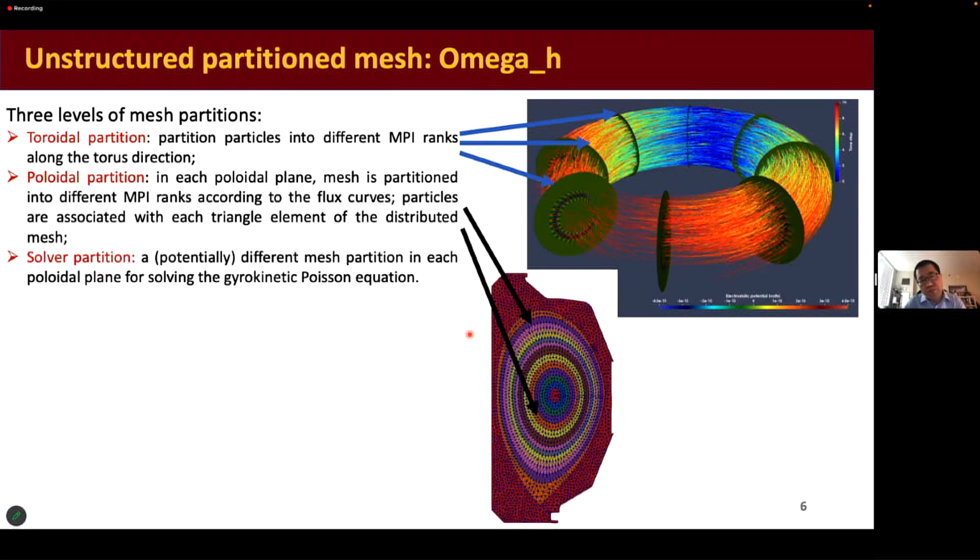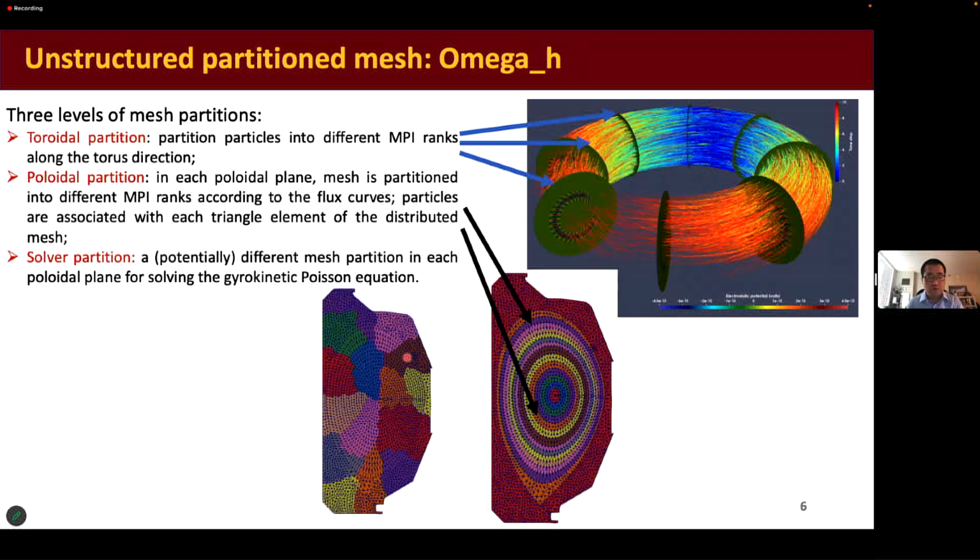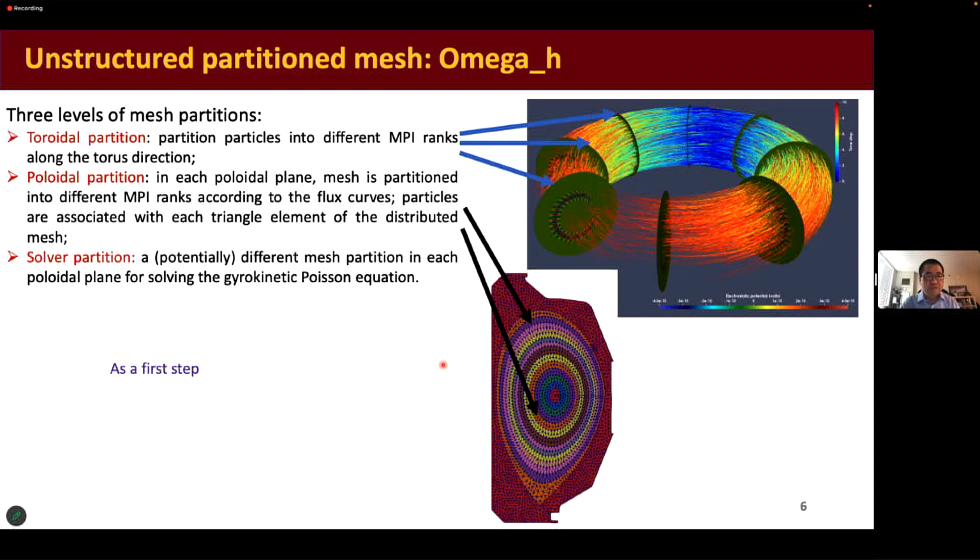This is where we can potentially have a different mesh partition in each poloidal plane for solving the gyrokinetic Poisson equation. For example, people using PETSc can partition the mesh this way, different compared to the poloidal partition. Here I've shown two different partitions in this poloidal plane mesh. But as a first step, we use the same partition for the solver partition as the poloidal partition. I'll discuss later why we do this. So this is our overall mesh partition.